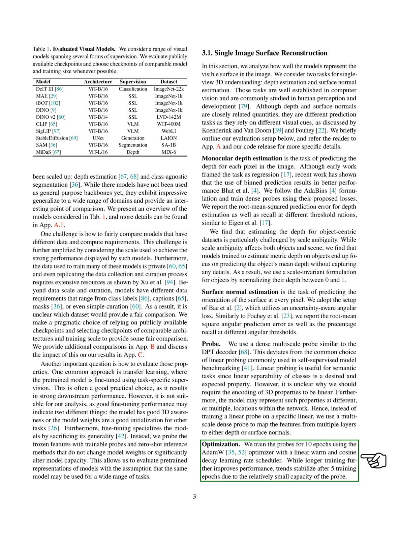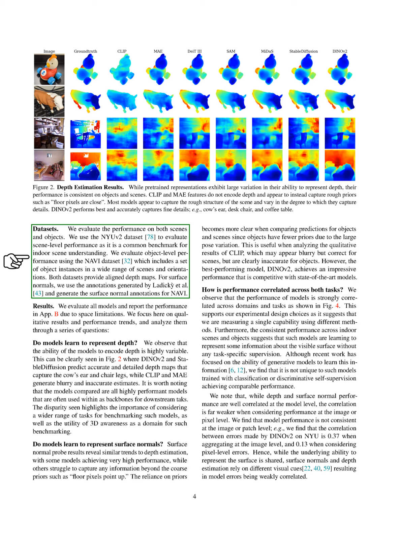Section: Datasets. In this section, we assess the performance of various models on scenes and objects using different datasets. We use the NYUV2 dataset to evaluate scene-level performance and the Navi dataset for object-level performance. Both datasets provide aligned depth maps. We also generate surface normal annotations for the Navi dataset.